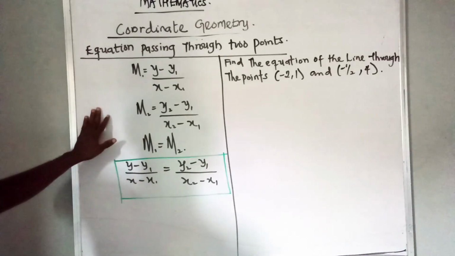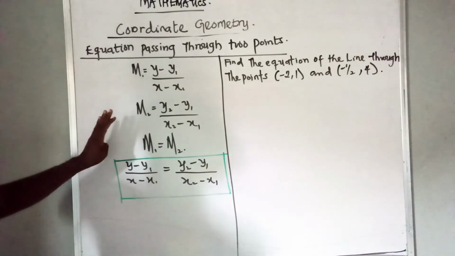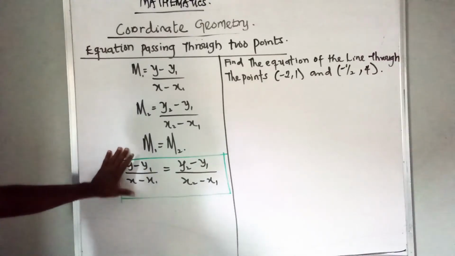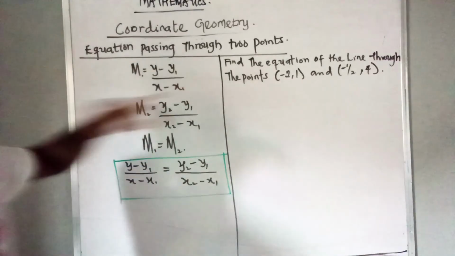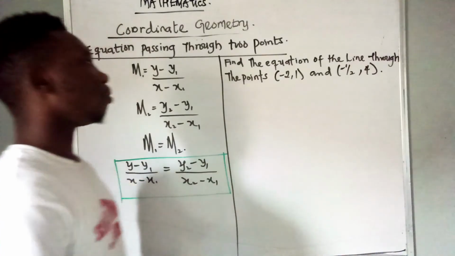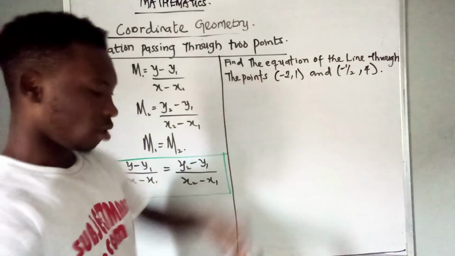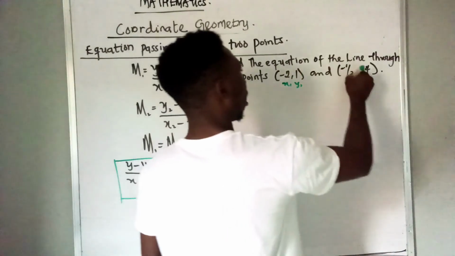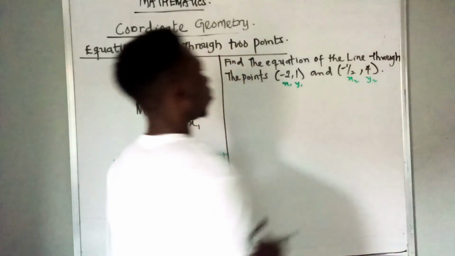When a line passes through 2 points, this is the equation. Now look at this: find the equation of the line through the point. Now look at it, it has this point here. So this is our x1, y1, x2, y2.